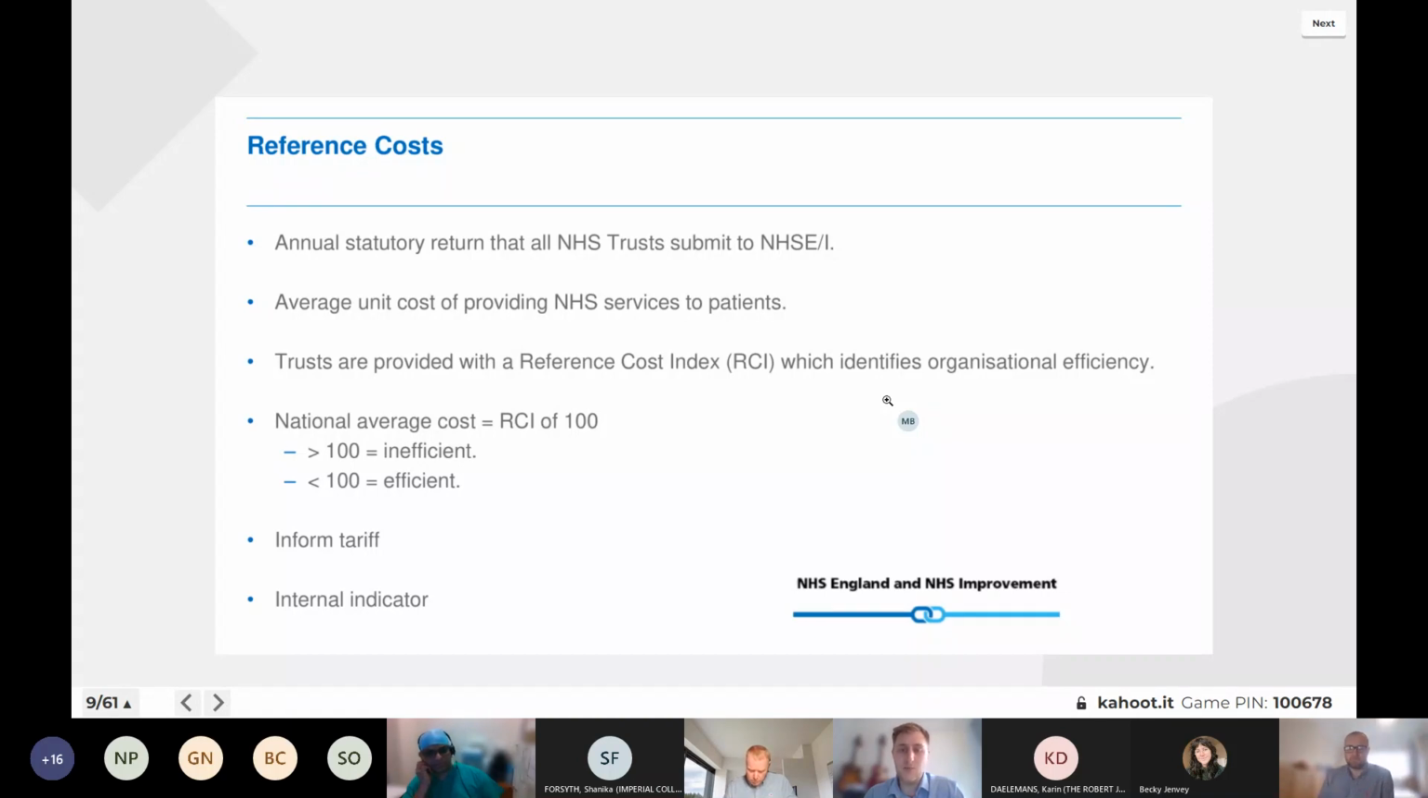Anything over 100 indicates that we are spending more on average than other trusts to perform that activity, and therefore inefficiently using our resources. Anything below 100 shows efficiencies.